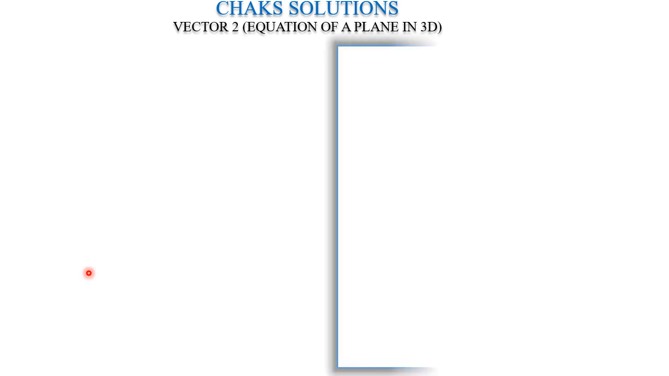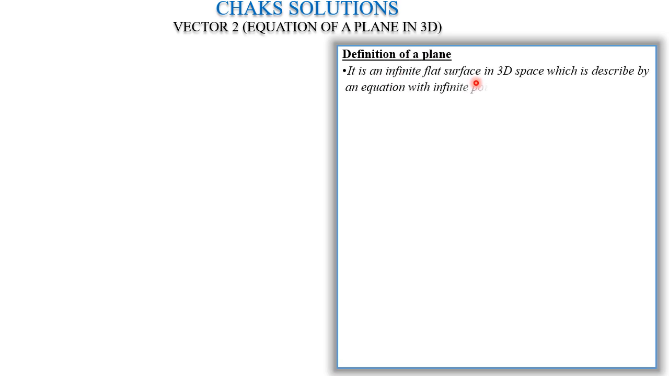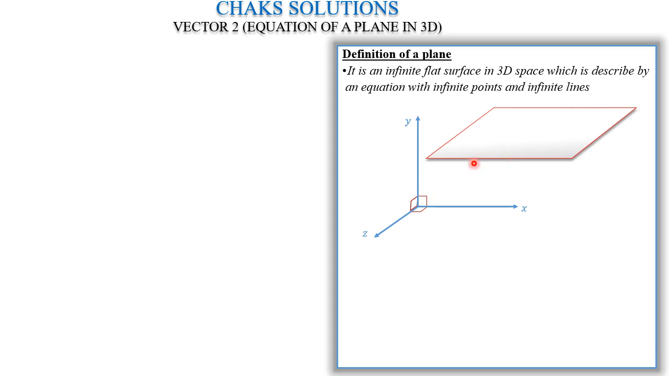Alright, so in this case we are going to start by defining a plane. A plane is an infinite flat surface in 3D space which is described by an equation with infinite points and infinite lines. So let's see how it looks on the 3D space here. This is a typical example of a plane.